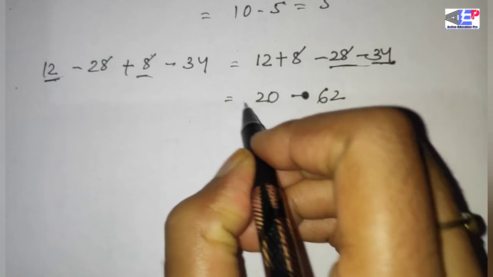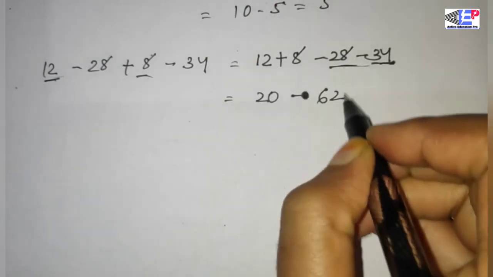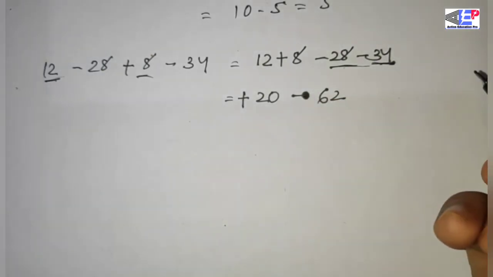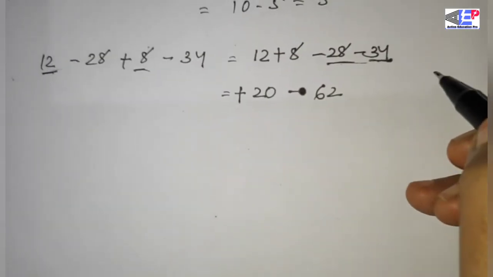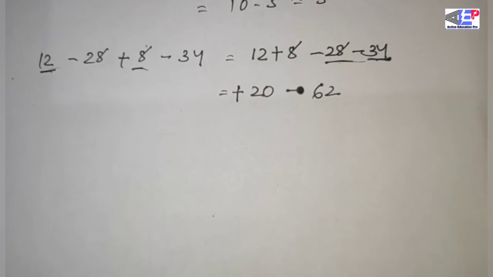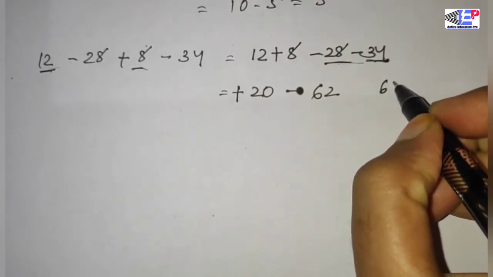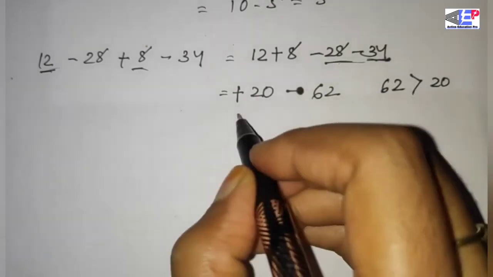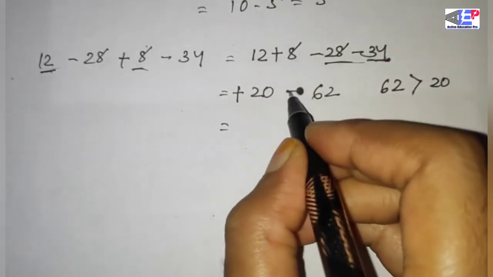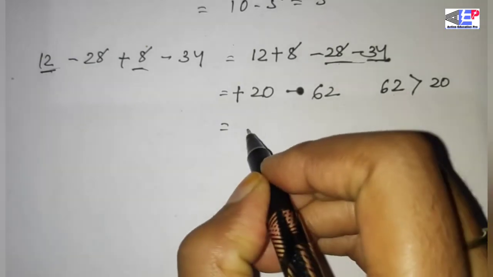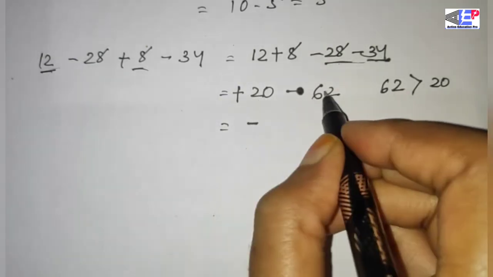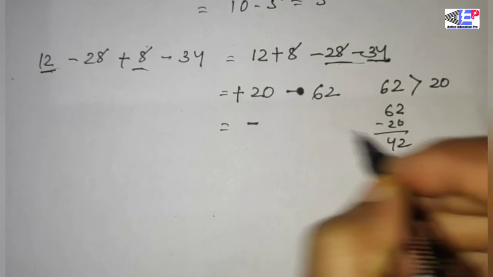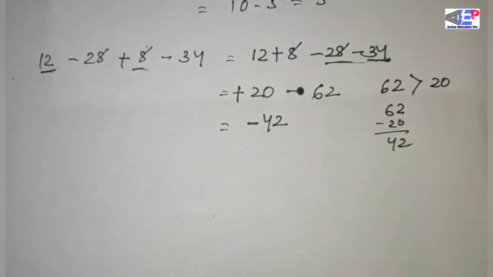Now 20 is a positive integer and 62 is a negative integer. This is plus 20 and this is minus 62, a negative integer. And look here, compare the numerical values 62 and 20. Which is greater? 62 is greater than 20. So the sign of the highest numerical value is minus, and then subtract the numerical values: 62 minus 20 is equal to 42. So your answer is 42.